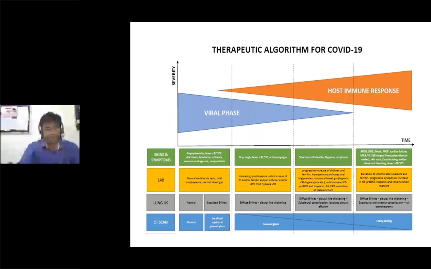This is a slide that has been most commonly discussed in most of the forums. It gives a classical picture of the viral phase followed by the post-immune phase. It also gives us the idea of investigations: when to investigate and how much to investigate. In a patient who has milder symptoms, who may be an OP patient, you can consider just doing basic blood counts like a complete blood count, which can show lymphopenia, along with imaging, either an X-ray or a lung ultrasound, if needed.